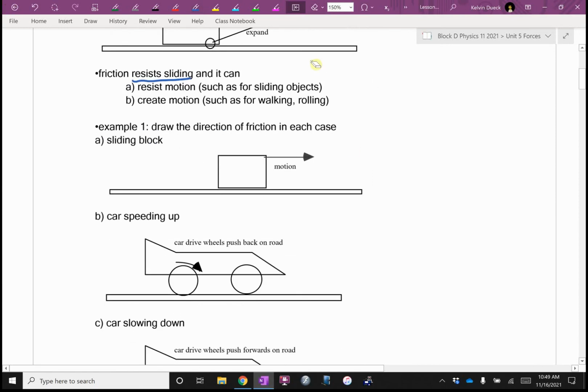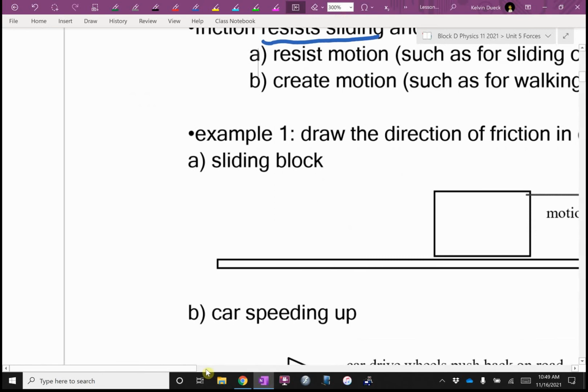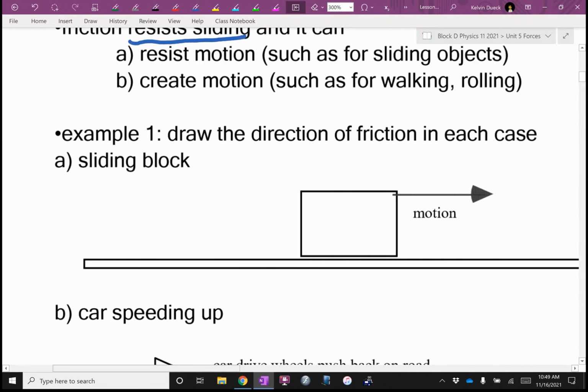Example 1 says, draw the direction of friction in each case. I apologize. It looks like there's a tiny gap between this box and the surface, like it's floating on a cushion of air. It's not. I just couldn't get it to quite get there. So pretend it's right on there.